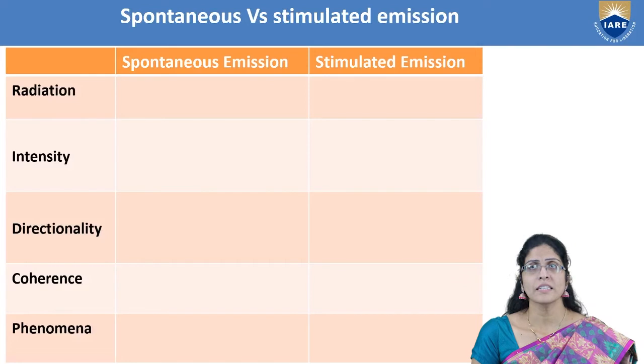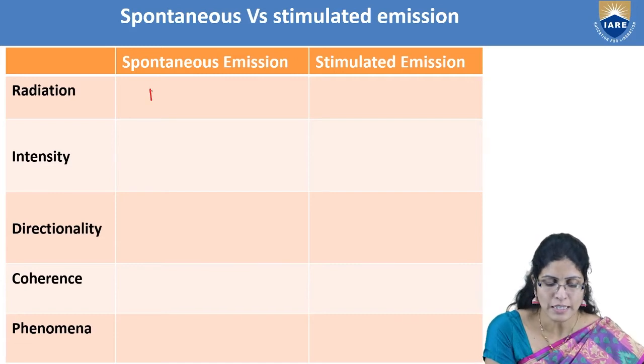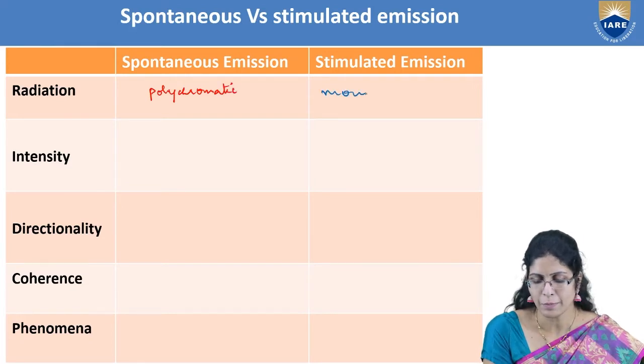So what are the differences between spontaneous emission and stimulated emission with respect to radiation? Spontaneous emission will be polychromatic, whereas stimulated emission will be monochromatic.